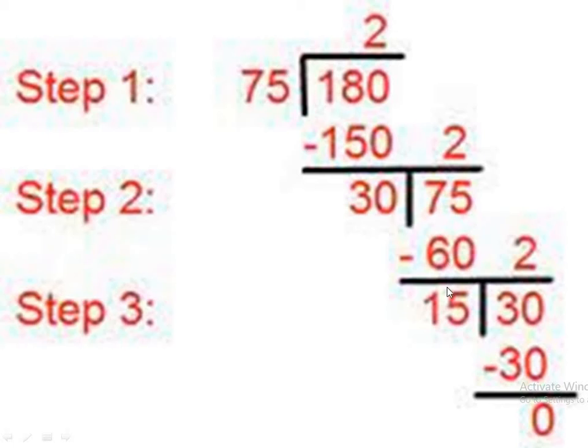Again we will be dividing, and in step 3 whatever remainder we are getting will become the divisor and the divisor will become the dividend. Again we will divide until we get 0 at last. So HCF of 75 and 180 is 15. So the last divisor where we get the remainder 0 is the HCF. So the HCF of 75 and 180 is 15.